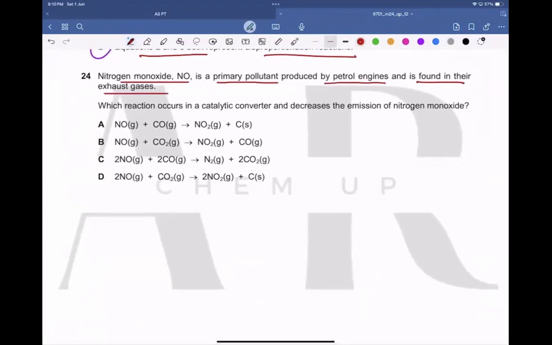Which reaction occurs in a catalytic converter and decreases the emission of nitrogen monoxide? So see, in these two, nitrogen dioxides are forming. So these are again a pollutant. So A and B go wrong. Now we are left with C and D. Now see over here, again nitrogen dioxide is forming. So D goes wrong as well. And we are left with one option, that is option C. So option C is the correct answer. Is this clear?